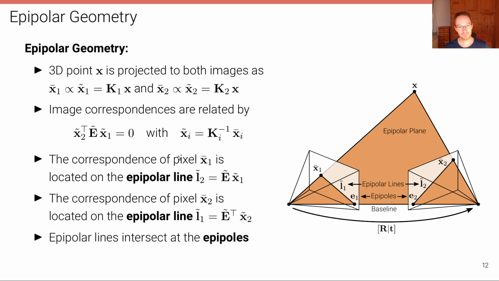And then one important property of this epipolar geometry is that the correspondence of any pixel x1 in the first image is located on the epipolar line in the second image, and that epipolar line is given by the essential matrix multiplied with that point in the first image, or the viewing direction to be more precise. And then vice versa, the correspondence of some point x2 must be located on the epipolar line L1 in the first image. And then also the epipolar lines intersect at the epipoles.